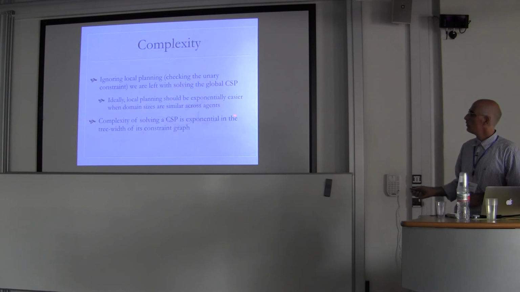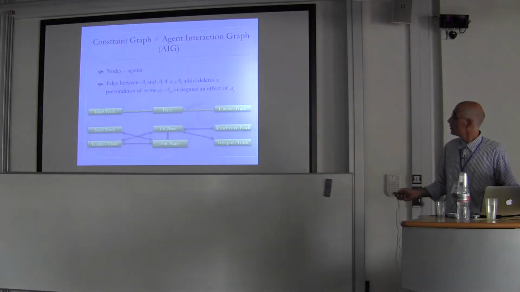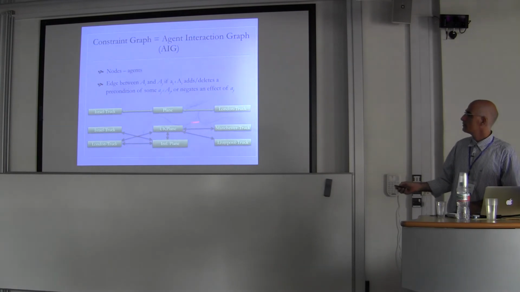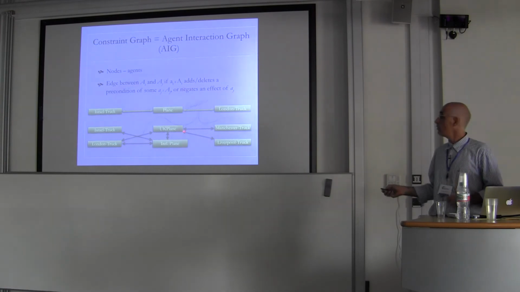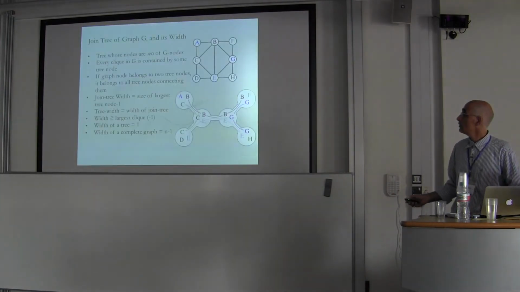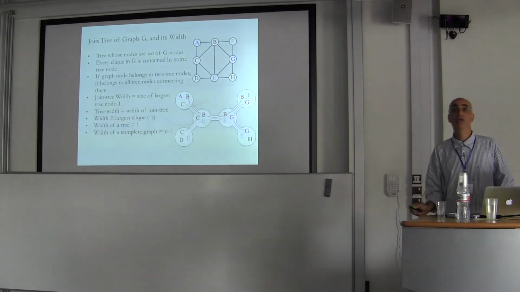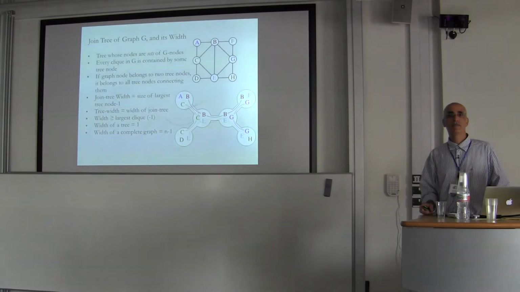So the complexity of solving the CSP is exponential in the tree width of its constraint graph, which is exactly this agent interaction graph. I'll explain this idea of tree width soon, but basically the complexity of solving the planning problem is exponential in the width of the respective graph and in the size of the domains of the different variables. So let's see what this idea of tree width is. If you don't know it, it's a very useful notion to know. So we'll step back a little bit.